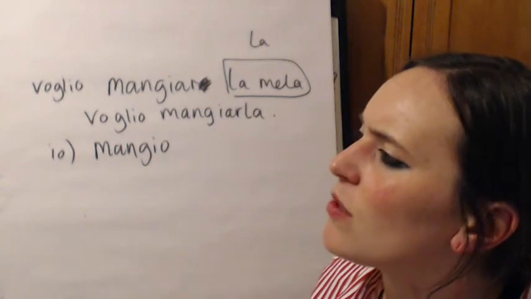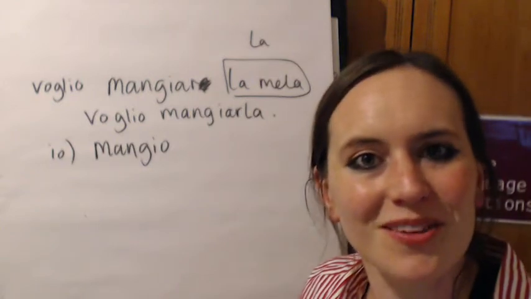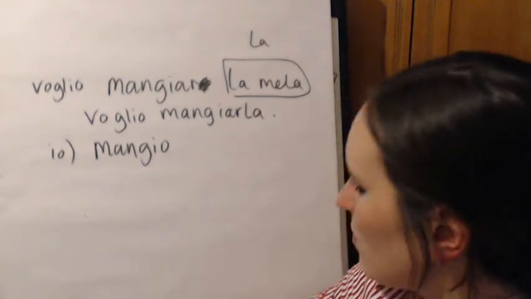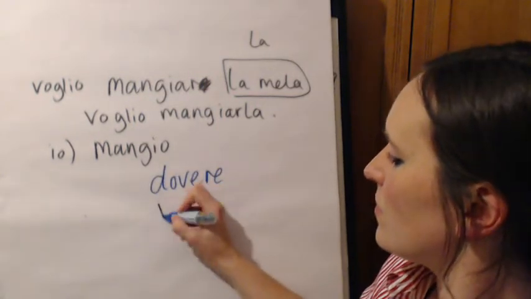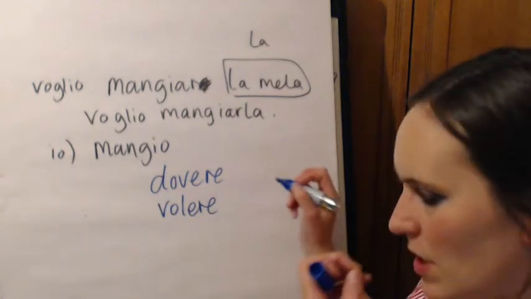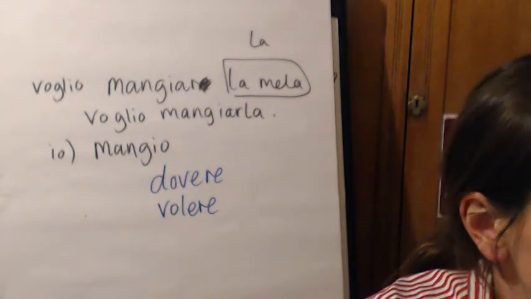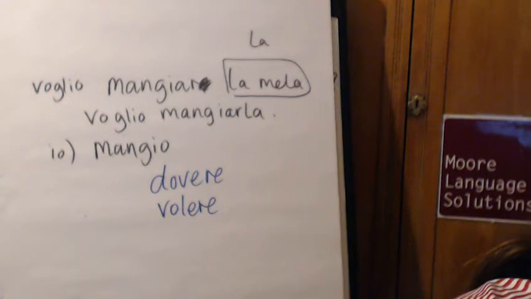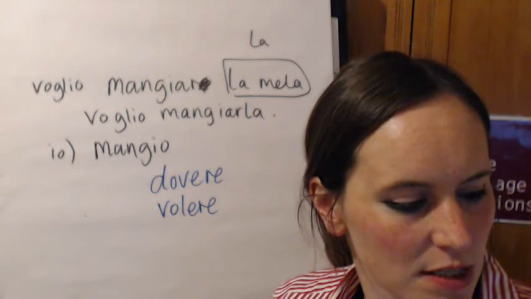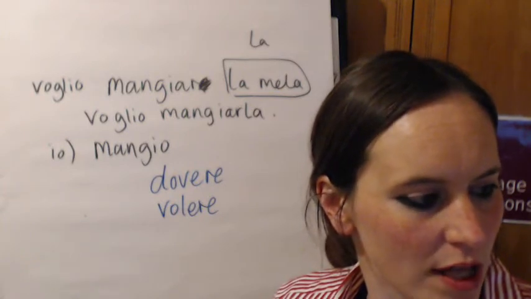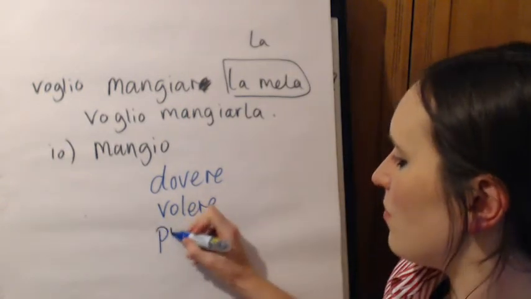What's the other one? To have to, to want to. I can't remember the other one. How silly is that? Dovere. Let me just write down the modal verbs. Volere. Devo. Voglio. It's been a long day. Let me just see what the last one is. Verbs, Italian. The problem with leaving recording until late in the day. Volere, dovere, ah sì, idiot. Potere.